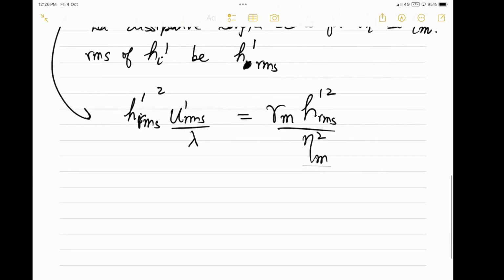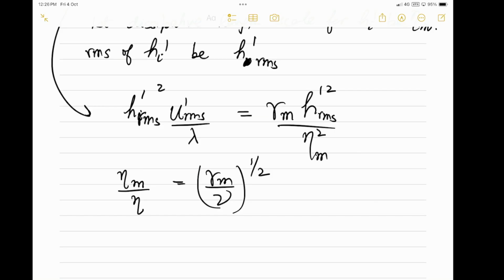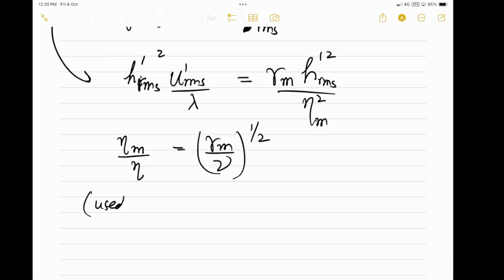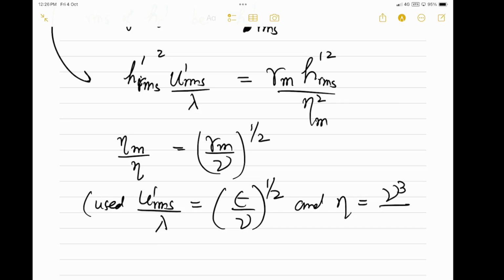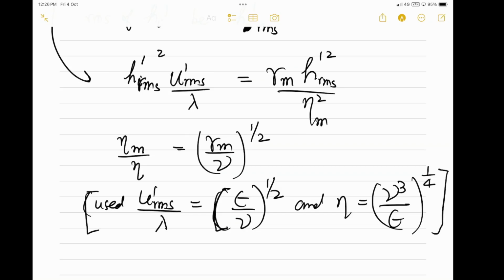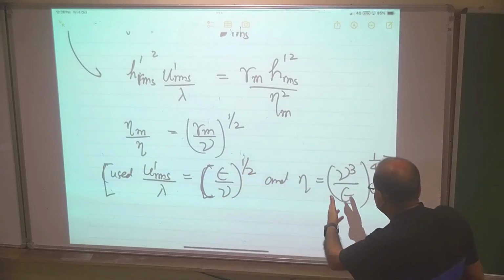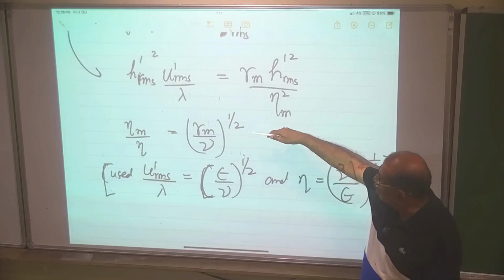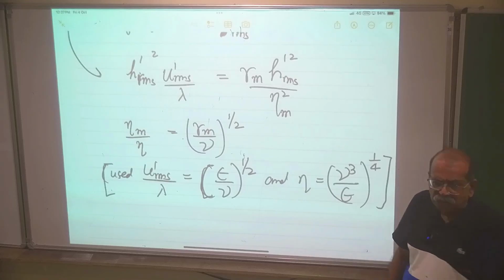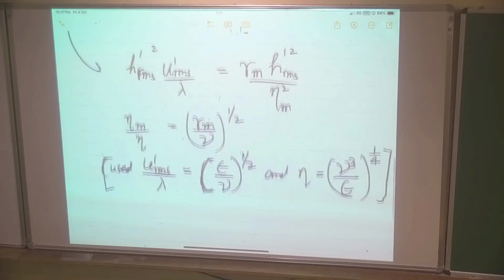And from here, if we work out, we'll be able to show, and for this we have used U prime RMS upon lambda, and we have also used eta. We use U prime RMS upon lambda is epsilon upon nu to the power half. That was the basis, and then the Kolmogorov scale, because we want to find the ratio of these two scales, turns out to be the square root of gamma m upon nu to the power half. Okay, and this is something like an inverse Prandtl number.